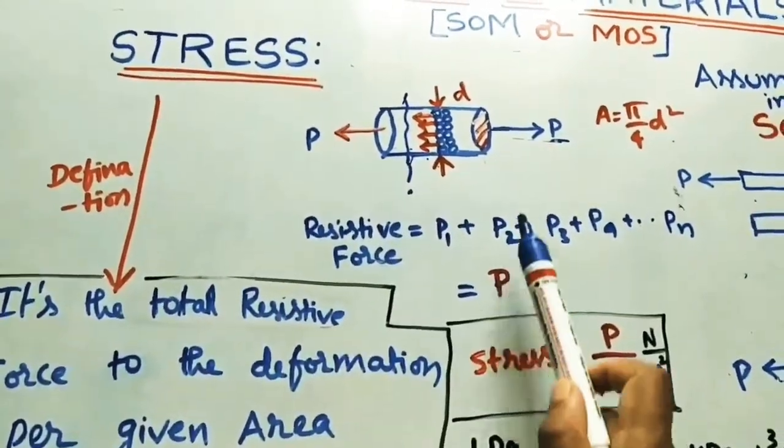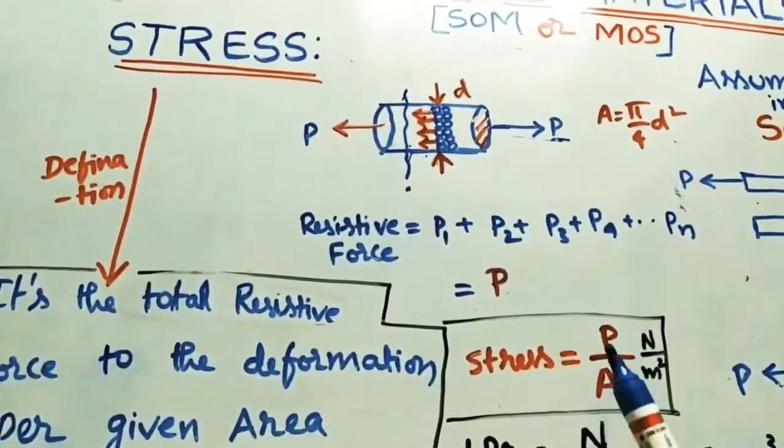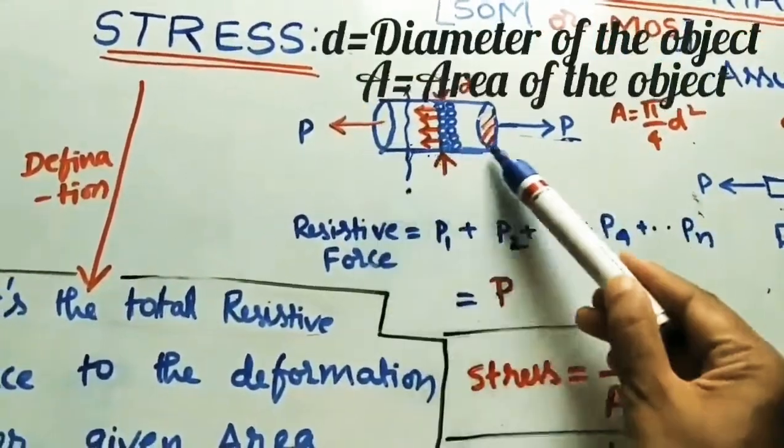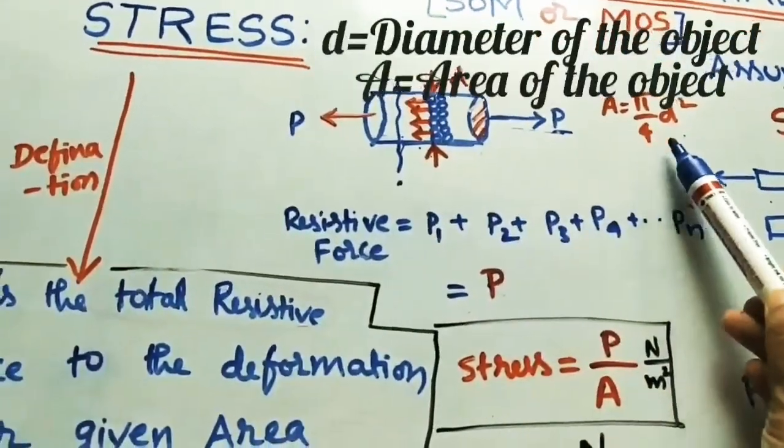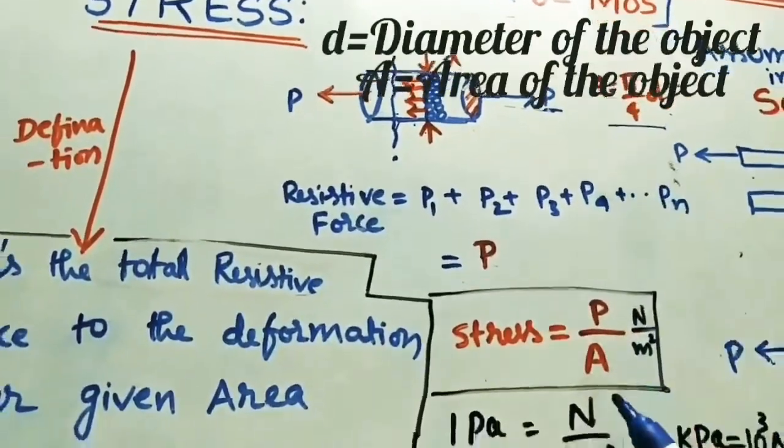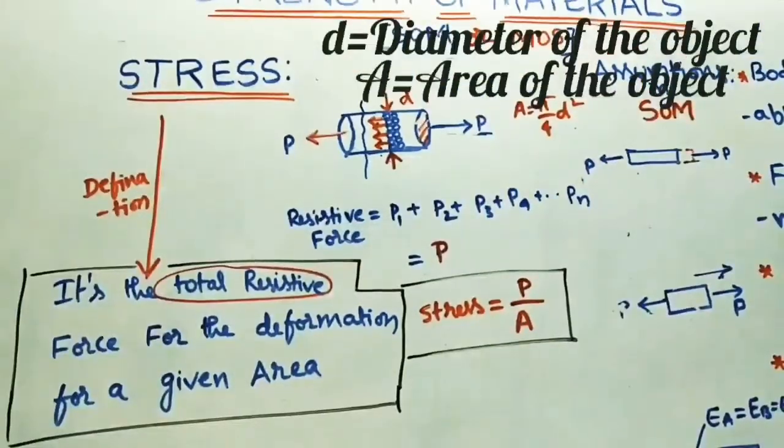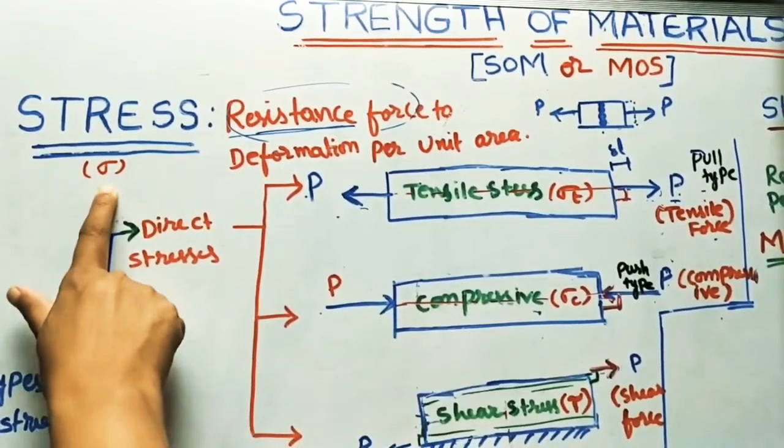So here I have written: stress is equal to the total resistance force, which is nothing but P, the applied force, divided by this area. Throughout the cross-section area we are taking capital A. It is circular, that's why pi by 4 d square. Now take the area here. What are the units? We are using the symbol sigma for it.